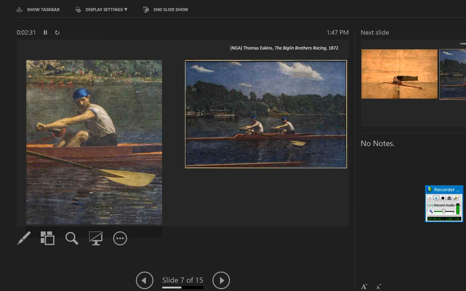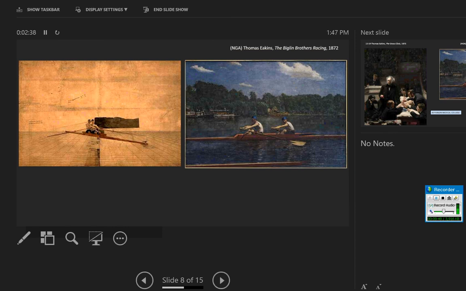Eakins was fastidious with really all of the details of his painting. In fact, for some of his rowing pictures, he did perspective studies so that he could get the waves properly rendered in perspective on the water.